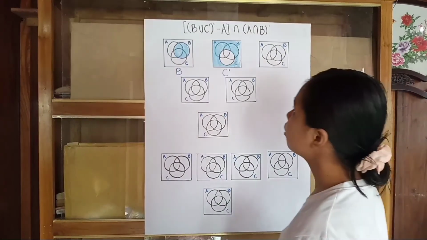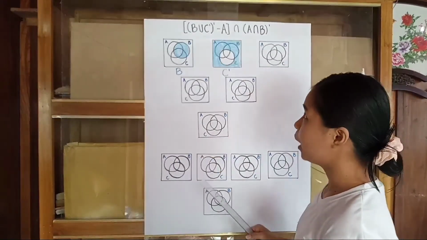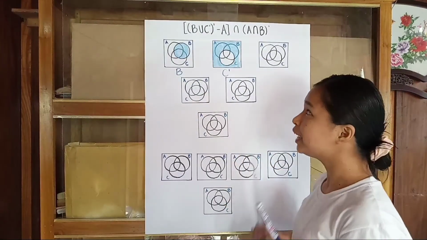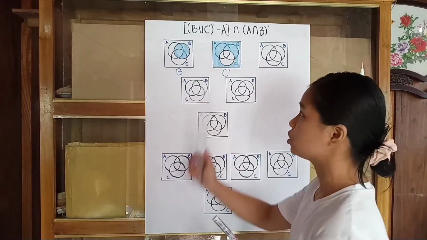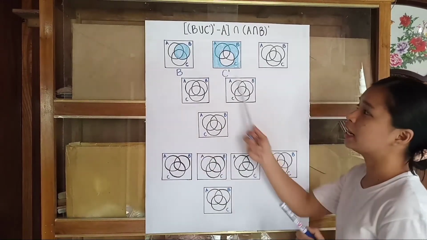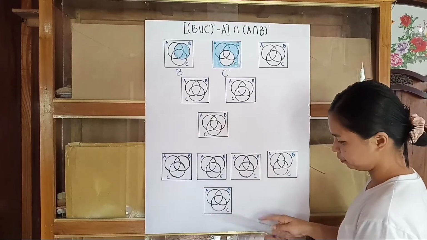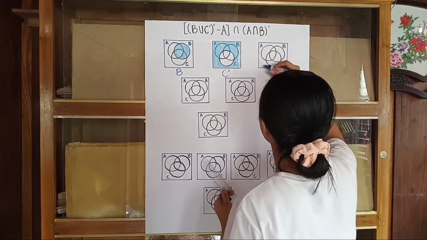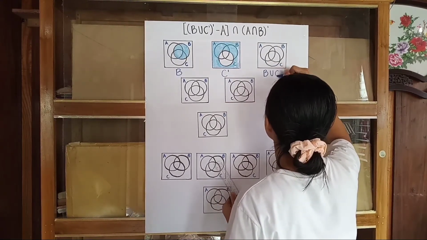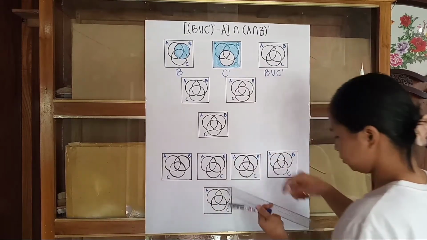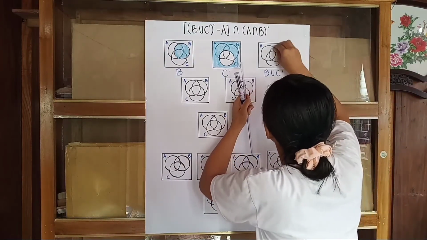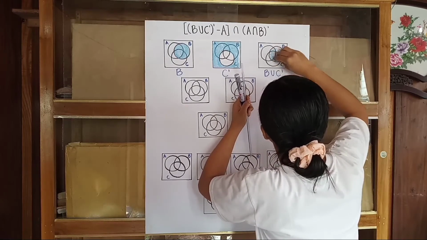Since we're done looking for the B and the C prime, we need to look into its union. When we say union, we need to combine everything that was shaded in the B and everything that was shaded in the C prime. So we're going to label this as union of B and the C prime. We're going to shade or combine what's in the B and the C prime.